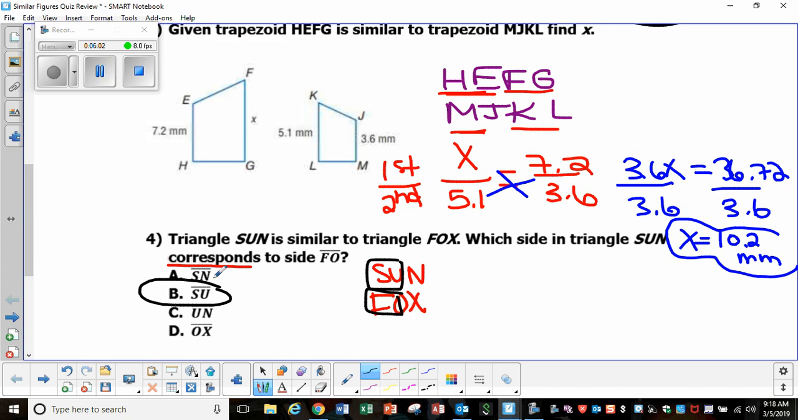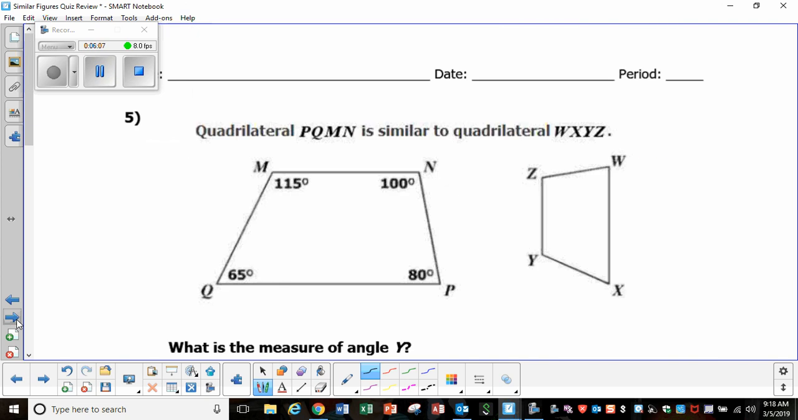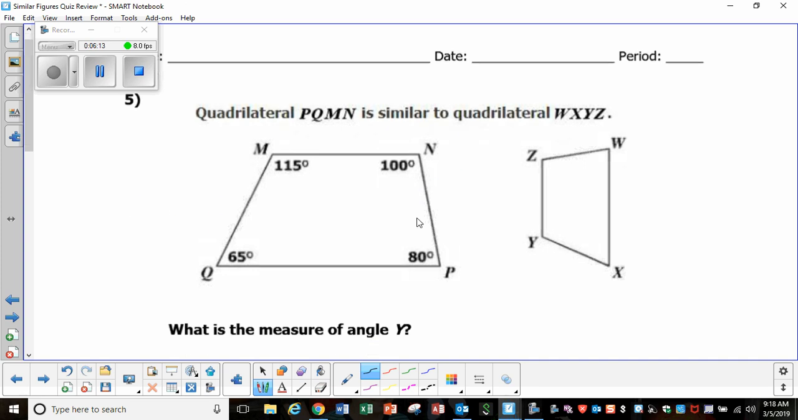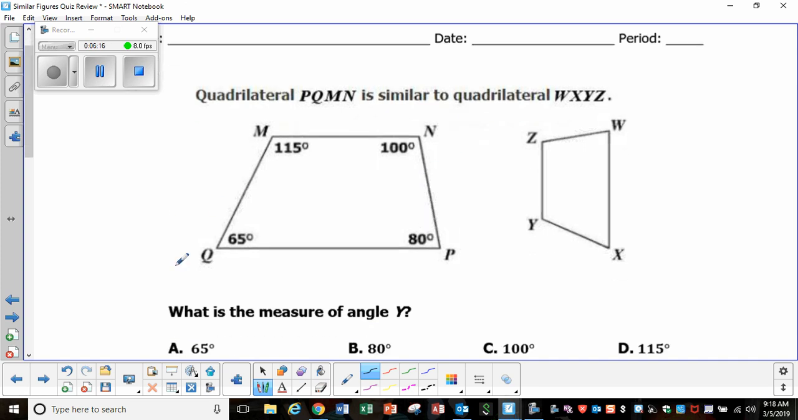All right. Moving along. Next question is number 5. Number 5 says quadrilateral PQMN is similar to quadrilateral WXYZ. What is the measure of angle Y? Again, if I stack my letters, PQMN and WXYZ, I can see that these are corresponding angles. And so it's asking for angle Y.